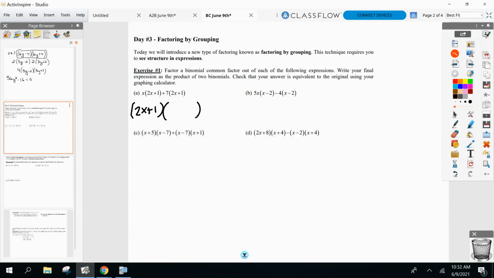That's how I do GCF. Take out your GCF, and then inside your parentheses, whatever's left over. So left side, what's left over? Take out the 2x plus 1, and I'm left with x. Then I take out the 2x plus 1 on the right, and I'm left with 7. So now that's fully factored.